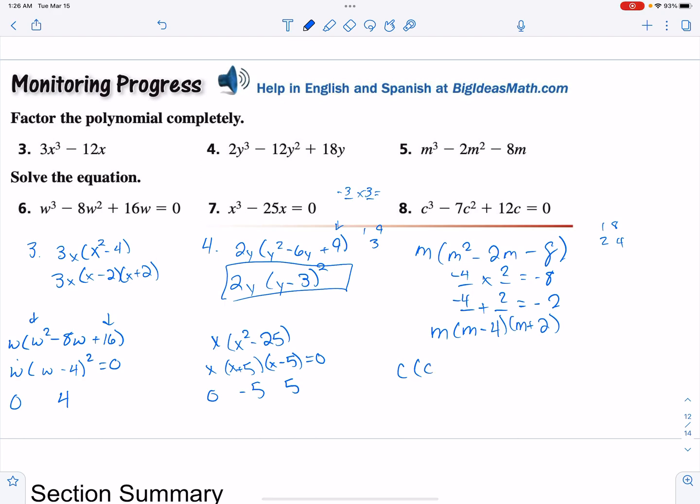We're left with c squared minus 7c plus 12. We can two-step this, so multiples of 12 that add up to negative 7. And we have, let's see, 1 and 12, 2 and 6, 3 and 4. So we want negative 3 and negative 4. So we get c, c minus 3, and c minus 4 equals 0. So 0, 3, and 4 are our solutions.